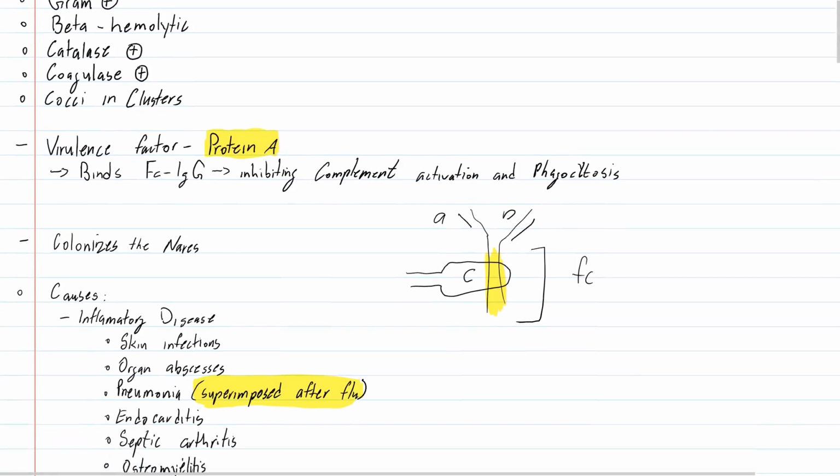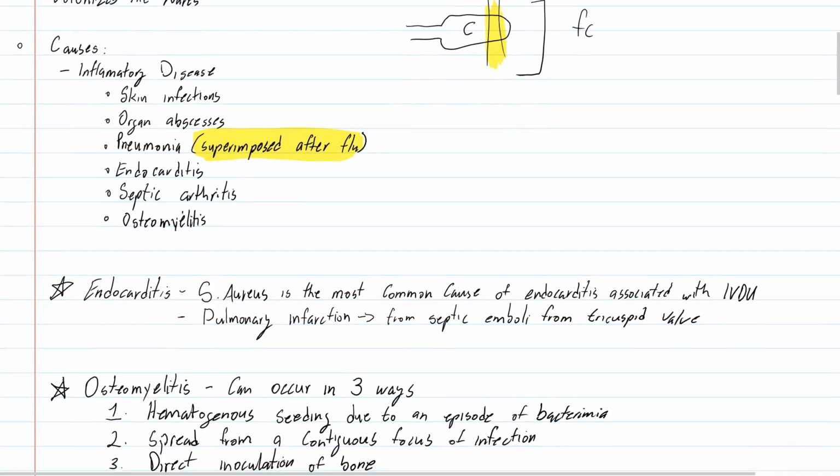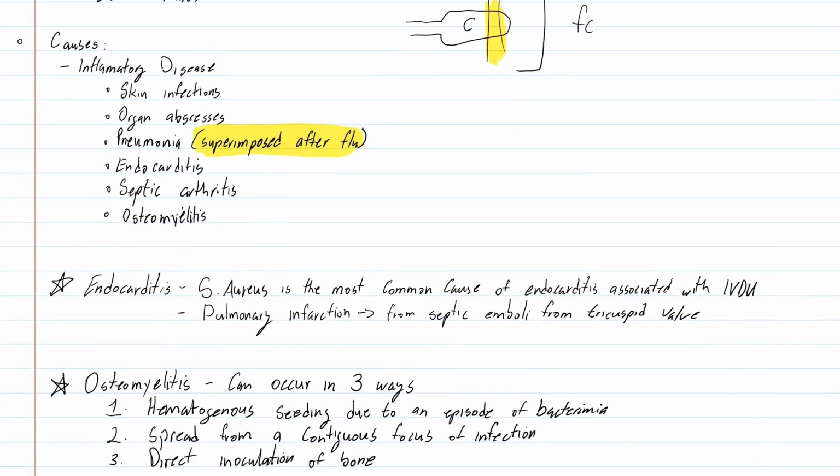Staph aureus causes disease by two mechanisms. It's toxin mediated or inflammatory mediated. And the inflammatory mediated is going to be skin infection, organ abscesses, pneumonia. Pneumonia is super important because they're going to give you a picture of an elderly person or somebody in a nursing home, and they get the flu, they get treated, then all of a sudden they're sick again, and this time it's pneumonia caused by Staph aureus.